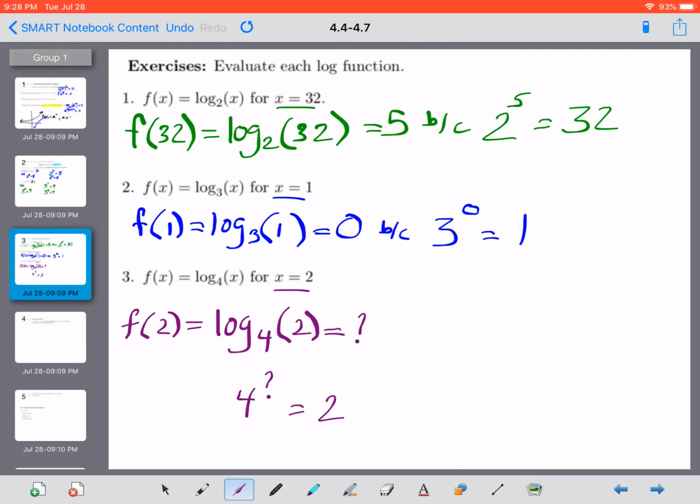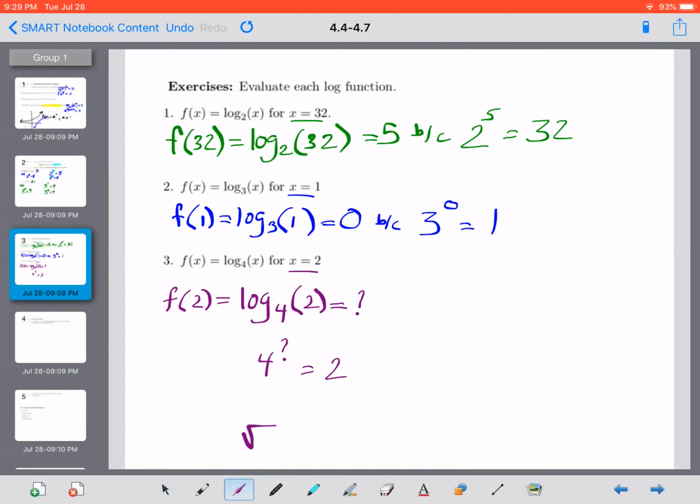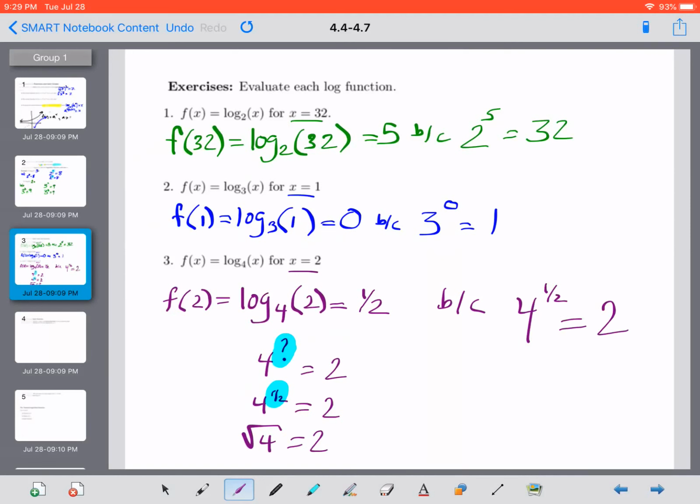Well, that's going to work if you use fractional exponents. Right? For example, we know that the square root of 4 is equal to 2. And so another way of writing this is to say 4 to the 1/2 power is equal to 2. And so that exponent that we're looking for is going to be 1/2. Thus, log base 4 of 2 is equal to 1/2. And that's because 4 raised to the 1/2 power is equal to 2. In other words, the square root of 4 is equal to 2.